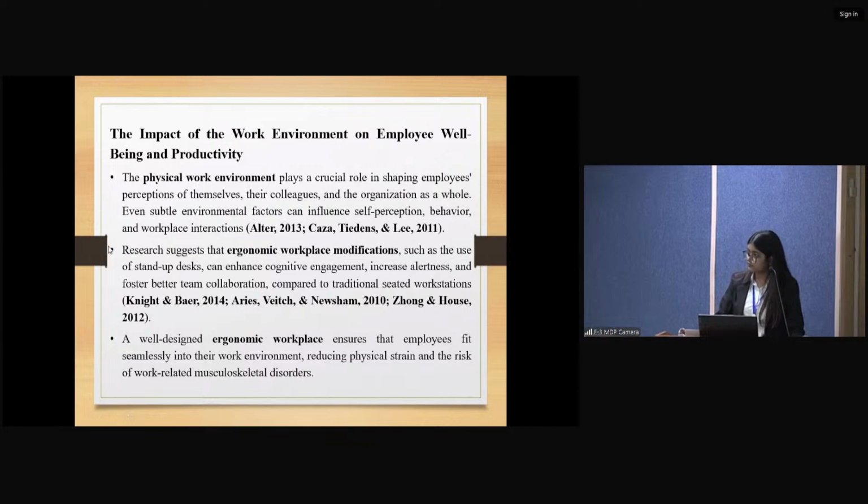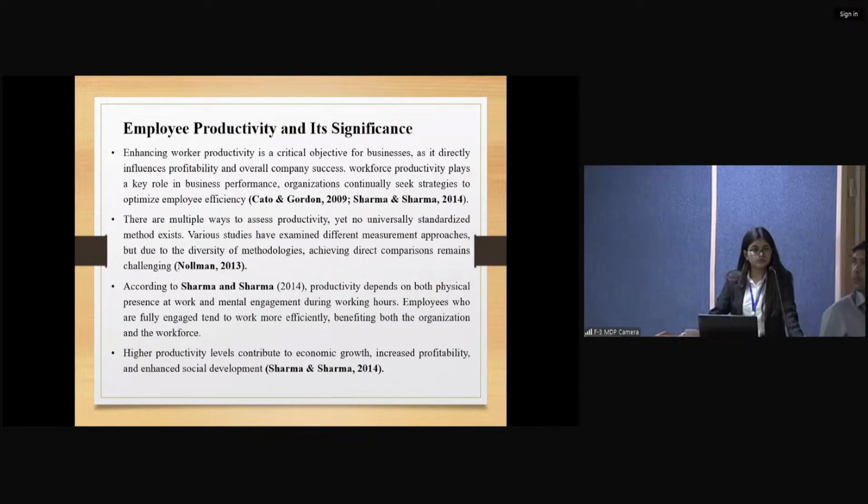The impact of work environment. The physical work environment plays a crucial role in shaping employees' perception of themselves, their colleagues, and the organization as a whole. Research suggests that ergonomic workplace modifications such as use of stand-up desks can enhance cognitive engagement, increase alertness, and foster better team collaboration compared to the traditional seated workstation. Employee productivity. Enhancing worker productivity is a critical objective for business as it directly affects profitability and overall company success. Workforce productivity plays a key role in business performance.